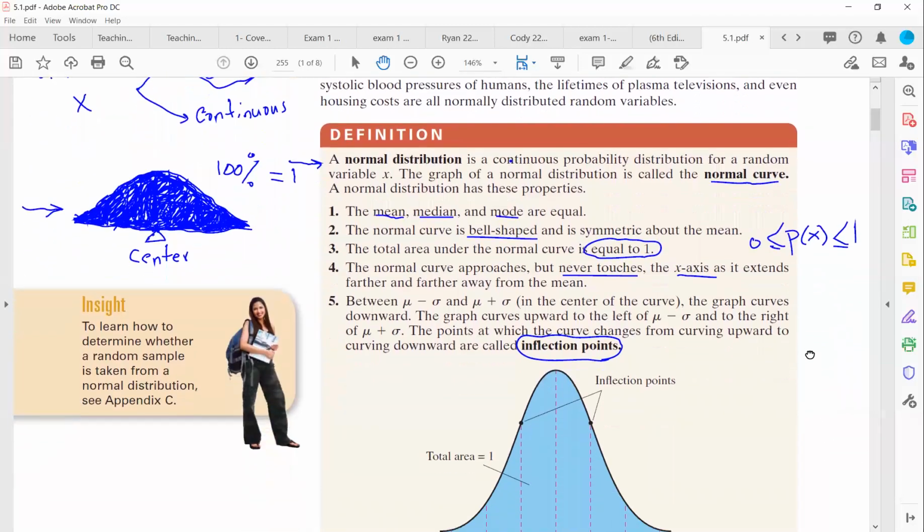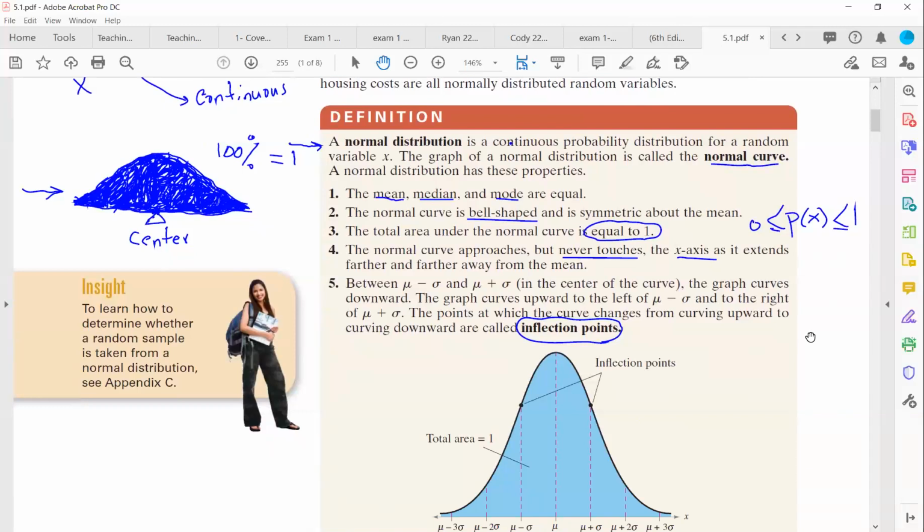Very well, where are those points? So, our graph curved downward, then it starts curving upward. This point on the right-hand side. Our graph curved downward, then it starts curving upward. Second point. These 2 points are called inflection points.